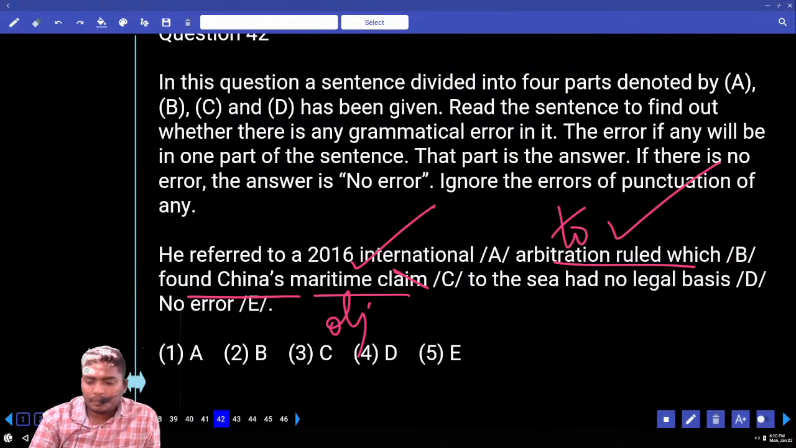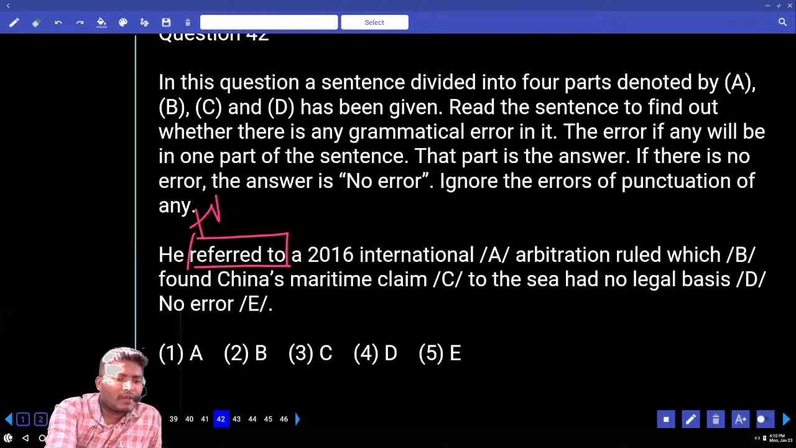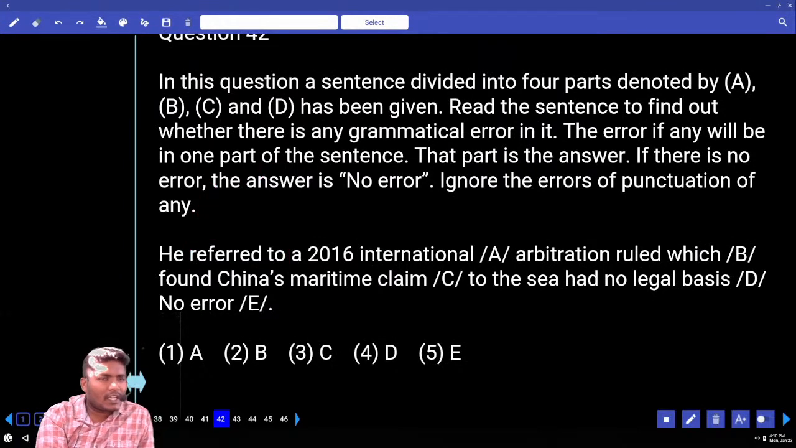Next, move to 42. He referred to, underline this one. Remember, this will be useful for one more sentence further. Underline referred to. He is the subject, referred is nothing but V2 here. Is the sentence okay till there? He referred to something. What did it refer to, in the sense?